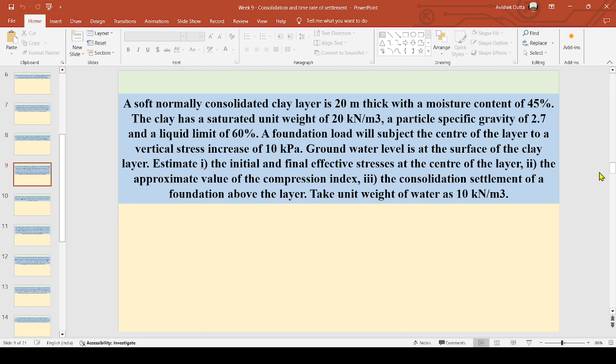So there is a soft normally consolidated layer of clay 20 meter thick with a moisture content of 45 percent. The unit weight of 20 kilonewton per meter cube is the saturated unit weight. Specific gravity G equal to 2.7 and liquid limit of 60 percent. This is the data of the clay layer. Now the foundation load subjected at the center of the clay layer gives a vertical stress increase of 10 kilopascal, and the groundwater level is at the surface of the clay layer. That is, the clay is fully saturated. You have to find out the initial and final effective stresses at the center of the clay layer, the approximate value of the compression index, and the consolidation settlement of the foundation above the clay layer. The water has a unit weight of 10 kilonewton per meter cube over here. Okay, I go to the next question.